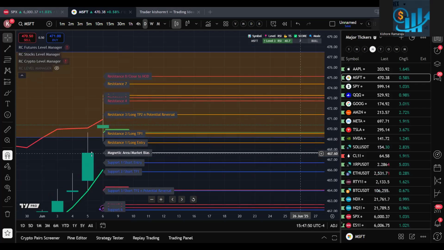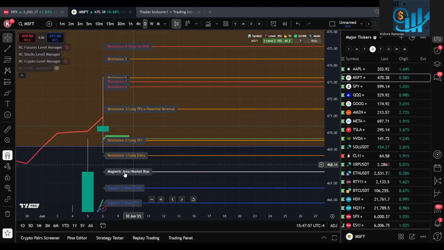Right, again, the same rule. If the open and close are above the magnetic area, that means this is where you have 50 buyers, 50 sellers. But buyers were able to open above this area and also close above the area. That means buyers took the control. There is very high possibility the trend will continue. So we'll only focus on the buy signals.